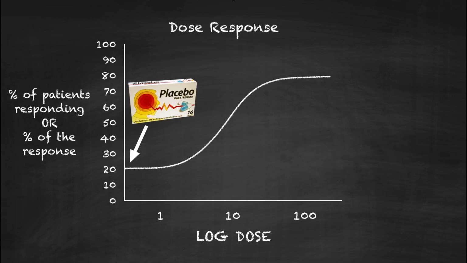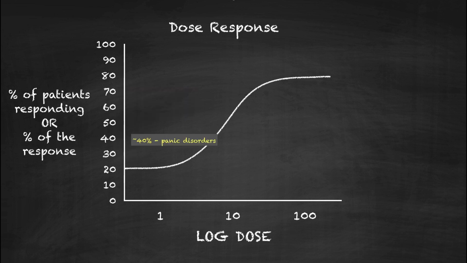So let's examine this curve in detail. Obviously, you can see that this curve intersects at around 20%. Typically, when you're looking at most medications, you get a placebo group response around 20%. Obviously, that varies depending on the condition. For our purposes, we'll just say that this is the effect for placebo. The placebo group response can vary.